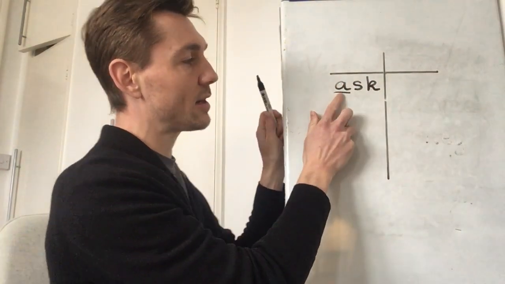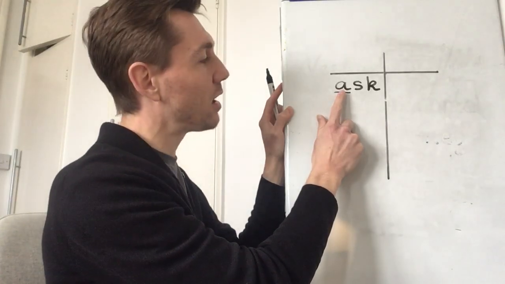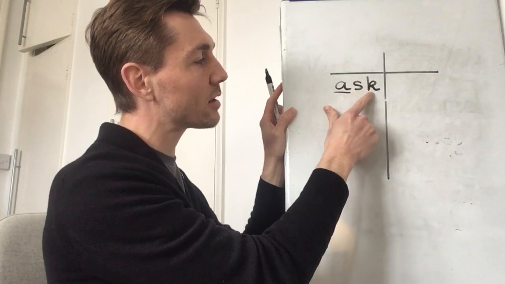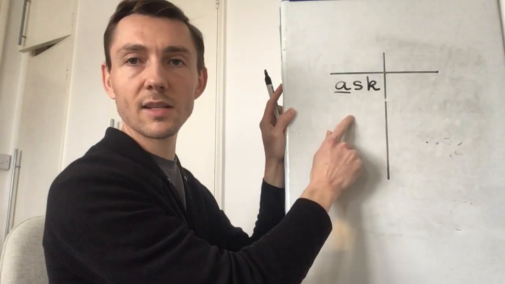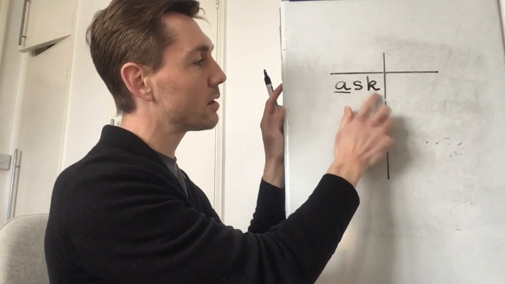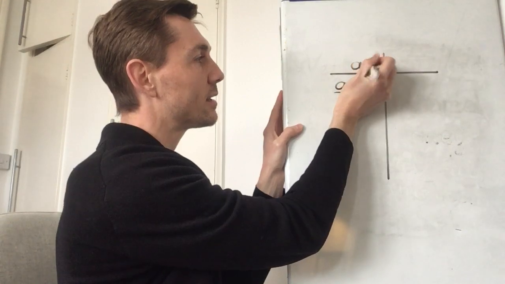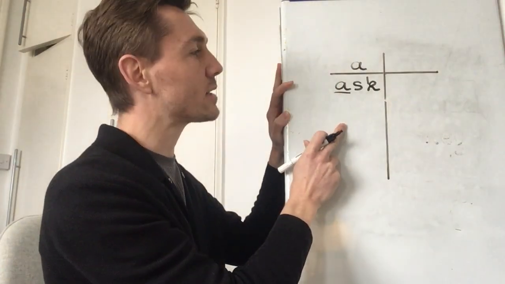What sound have I spelt with this letter? R. Ask. Ask. Your turn. Say the sounds and read the word. So we've got the A spelling the R sound here.